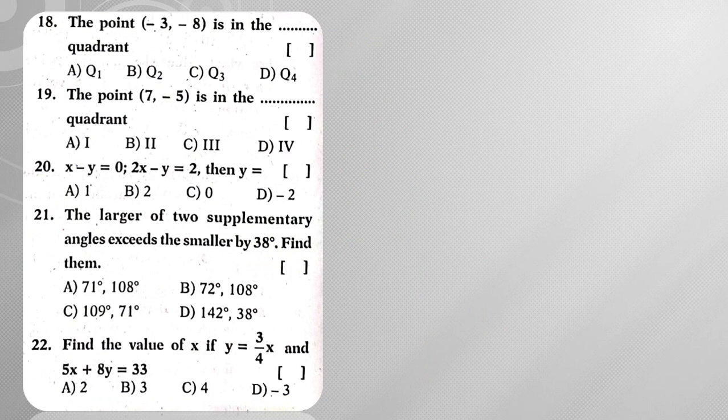Next, moving on to question number 18. (-3, -8) is in which quadrant? Since both are negatives, it belongs to quadrant number 3. And already we know that in the first quadrant, both x and y coordinates are positive. Next, in the second quadrant, x will be negative and y will be positive.